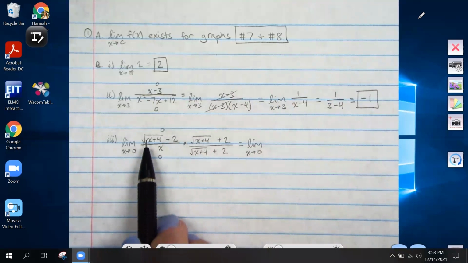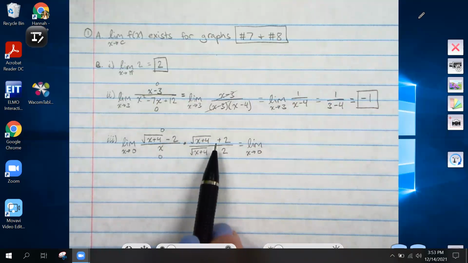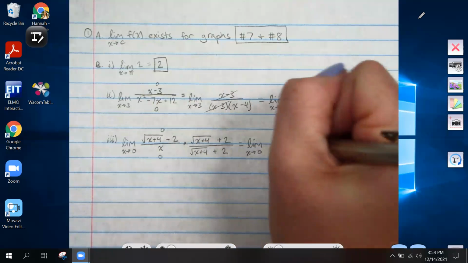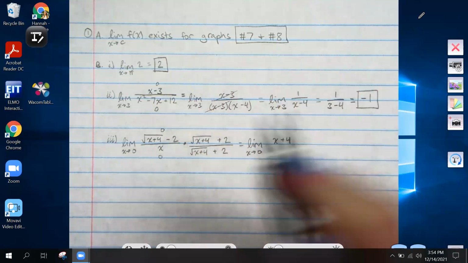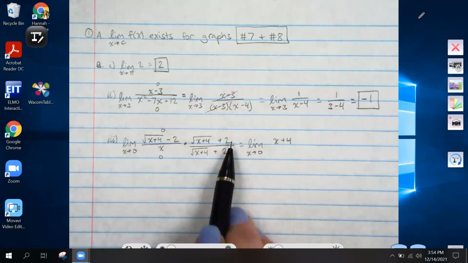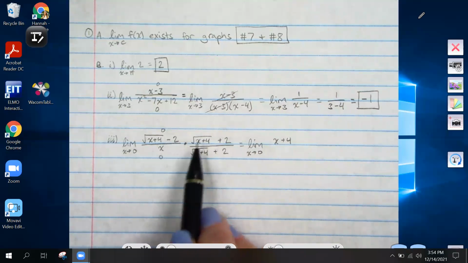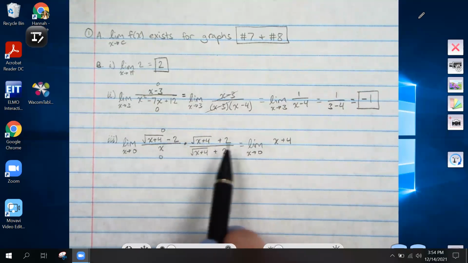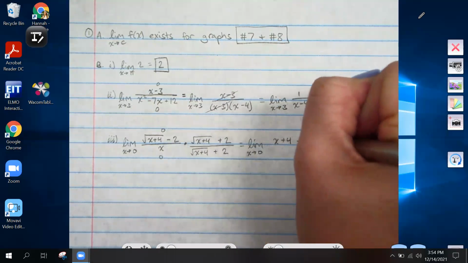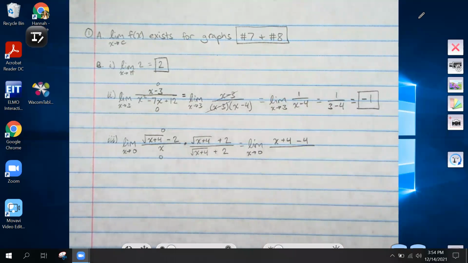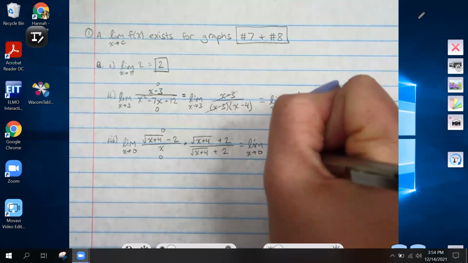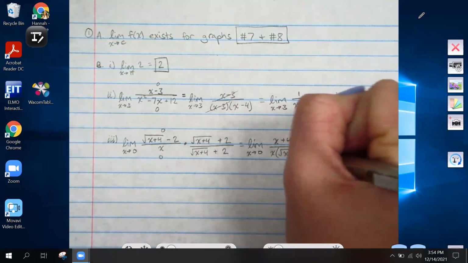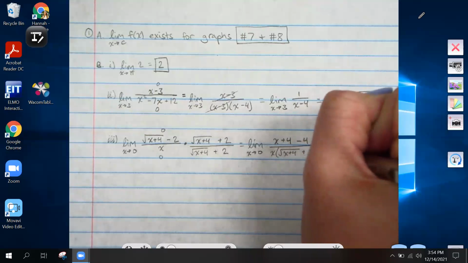So when we multiply in the numerator, we'll have to use FOIL to distribute. Square root of x plus 4 times the square root of x plus 4 is just x plus 4. The outside terms and the inside terms will be the same but opposite signs, so those will cancel out. And then we'll have negative 2 times positive 2, which is negative 4. In the denominator, there's really not much we can do to multiply. Let's just write it as x times the square root of x plus 4 plus 2.